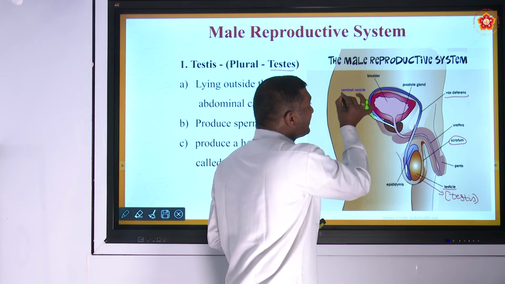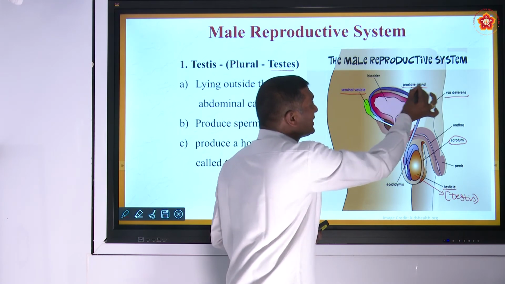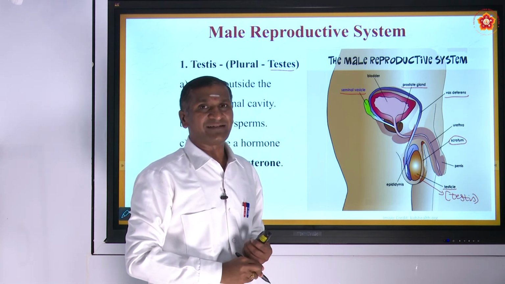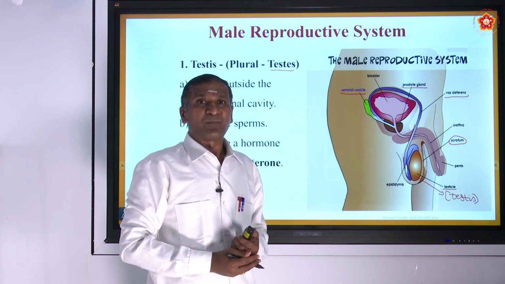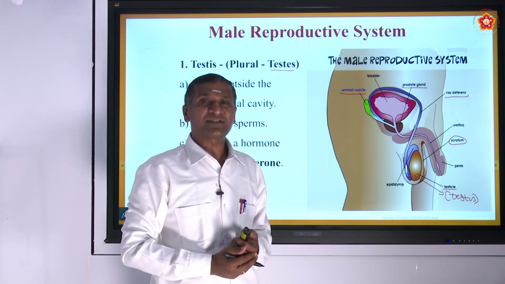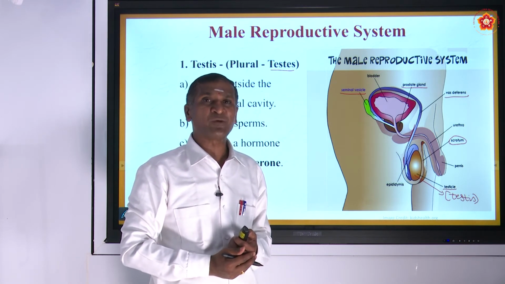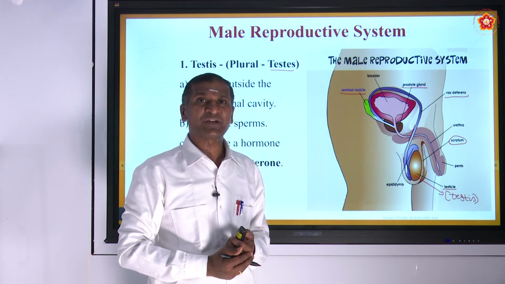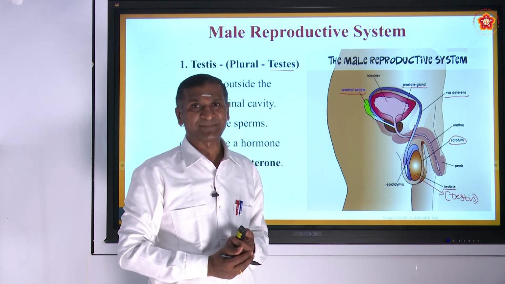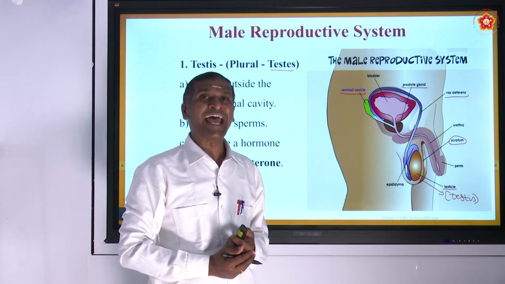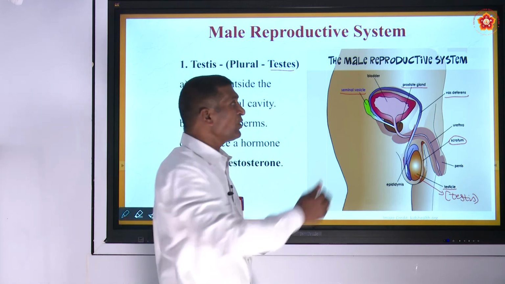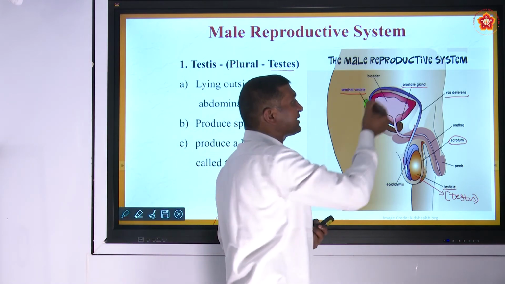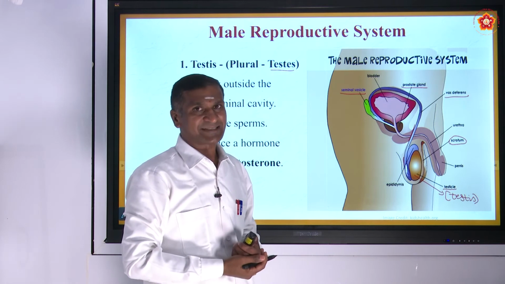Then you have the glands called the seminal vesicle and prostate gland, which make the sperms that are produced movable by producing fluids, and also provide nourishment, making it easy to ejaculate the sperms into the females. So this is the role of the seminal vesicles and prostate glands.